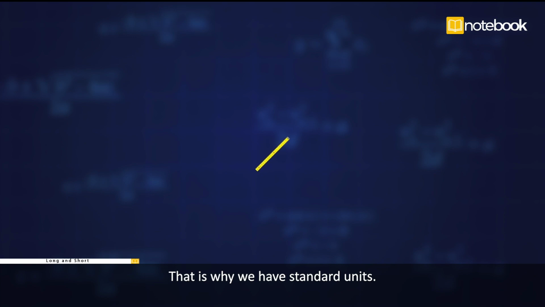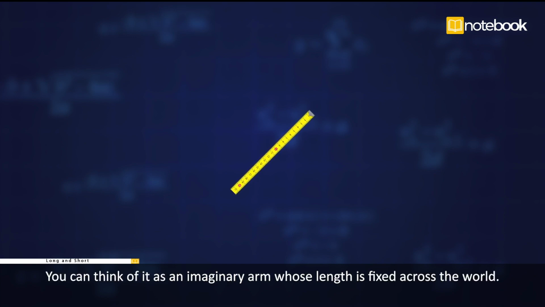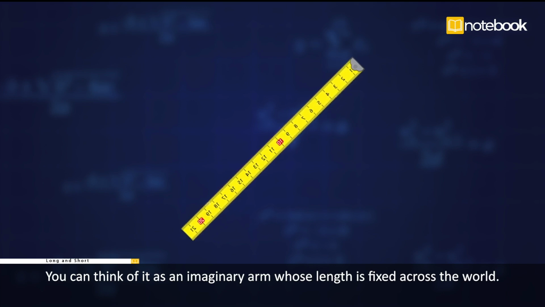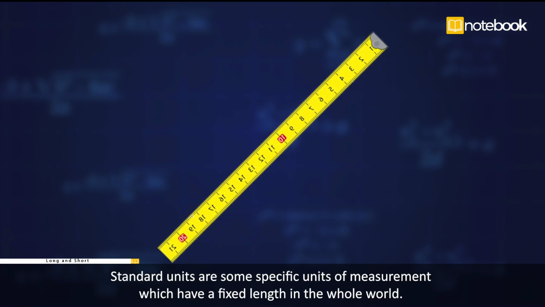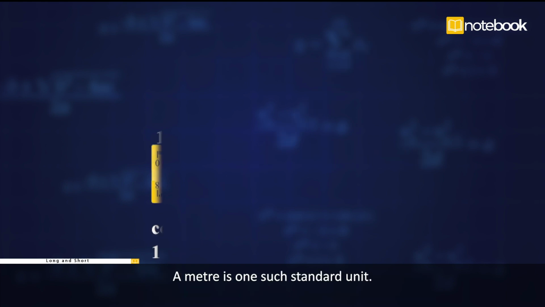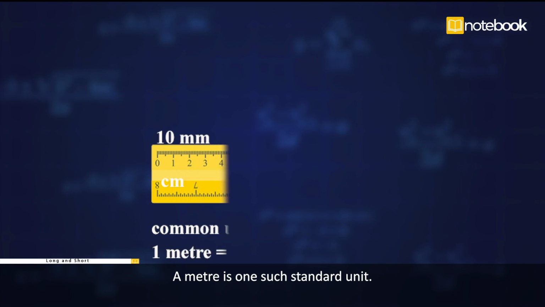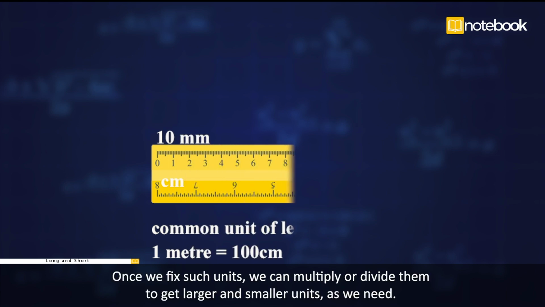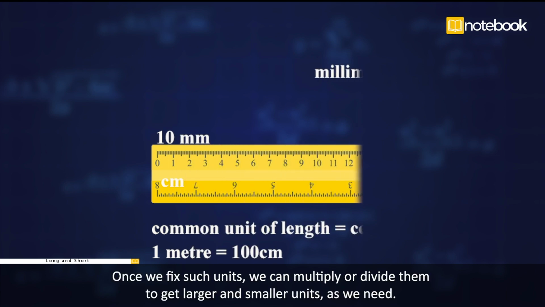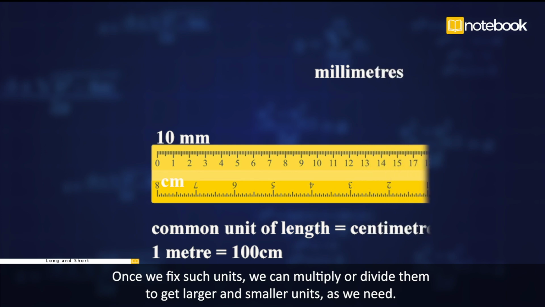That is why we have standard units. You can think of it as an imaginary arm whose length is fixed across the world. Standard units are some specific units of measurement which have a fixed length in the whole world. A meter is one such standard unit. Once we fix such units, we can multiply or divide them to get larger and smaller units as we need.